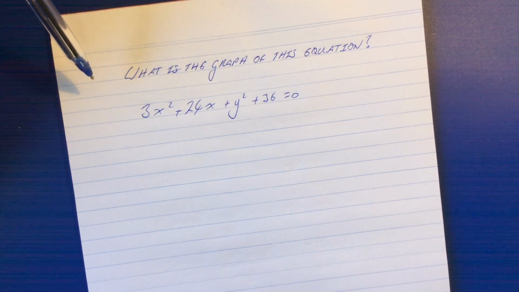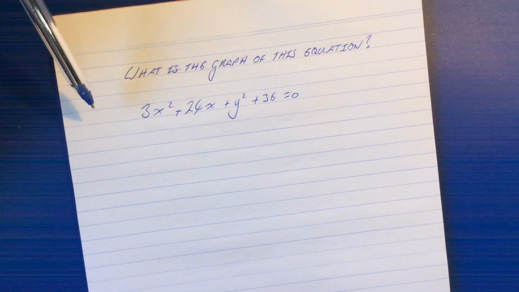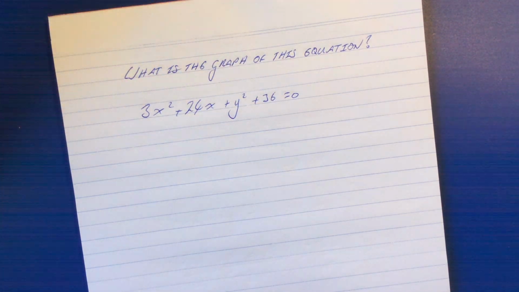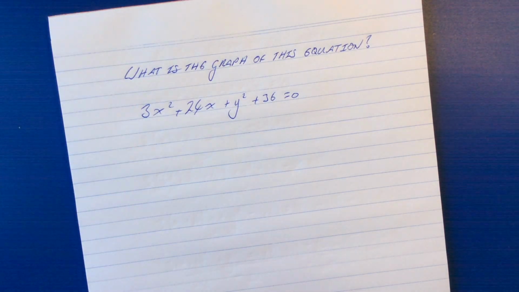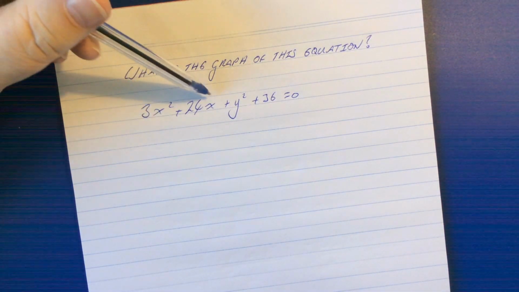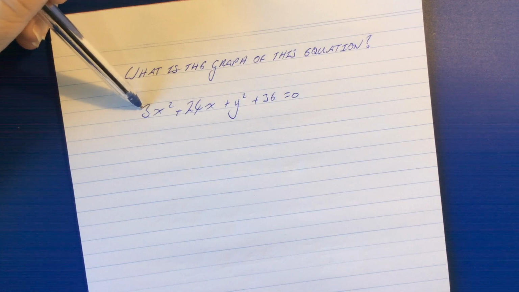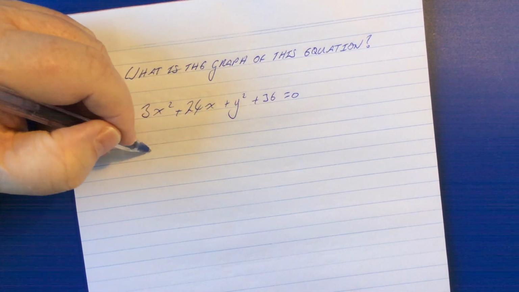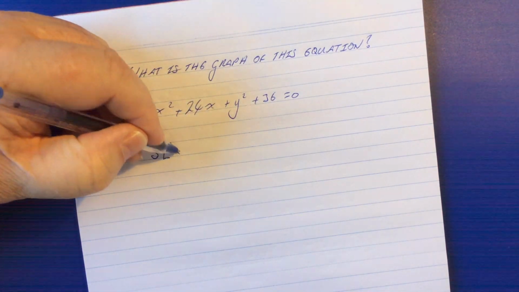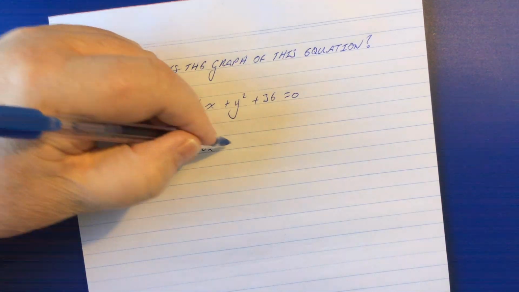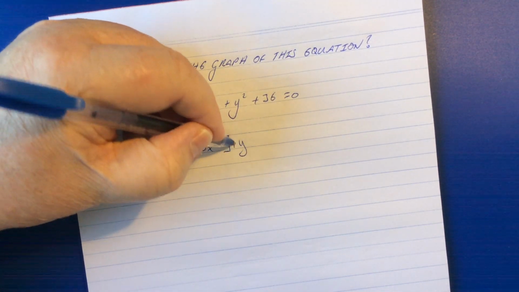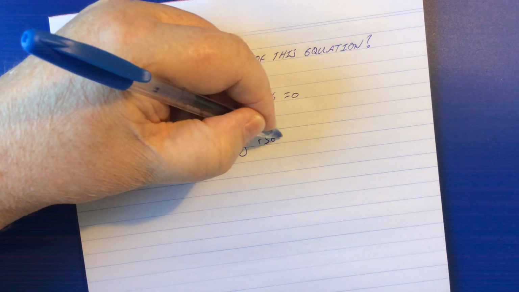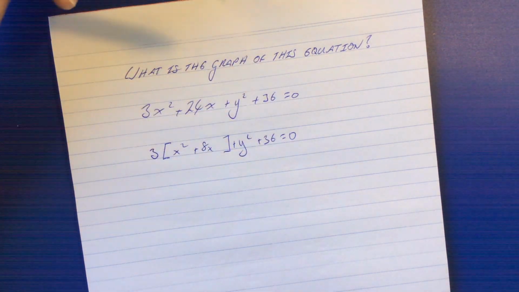Here's an interesting problem. What is the graph of this equation? On first glance, it looks like it might be a circle graph, but we can't be sure. Let's do some work on it. The first thing I'm going to do is take out the common factor here. So 3 into x squared plus 8x plus y squared plus 36 equals 0.